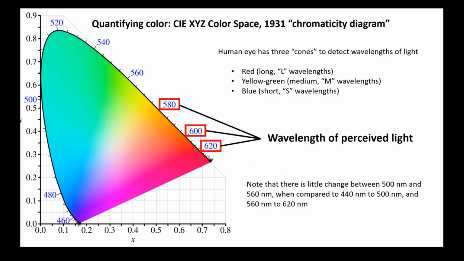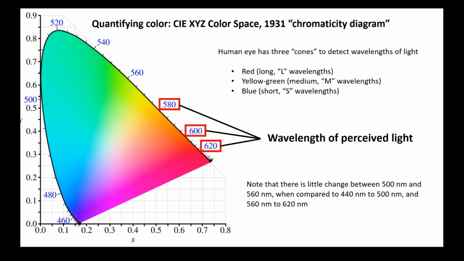So what you see here is a way to relate wavelengths of visible light to what humans see as visible color. On this black outline you see here, you'll see numbers, and each one of those numbers is a wavelength of perceived light. I'd like you to note that between 500 nanometers and 560 nanometers of perceived light, you'll notice that there's a lot of green. There's very little perceptual change in the shade of green that you are viewing.